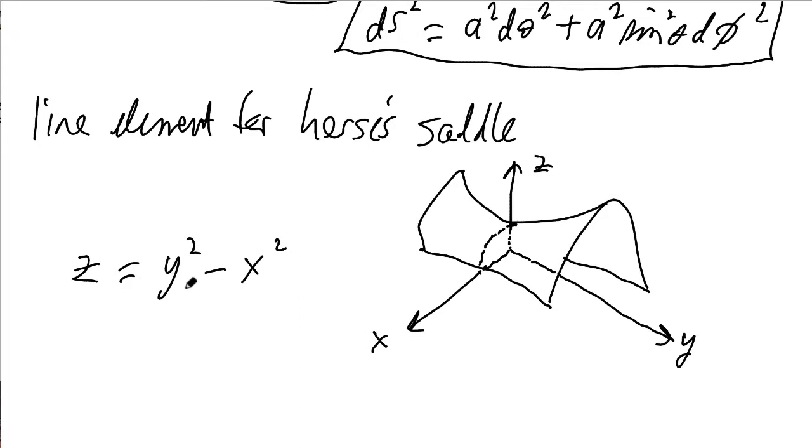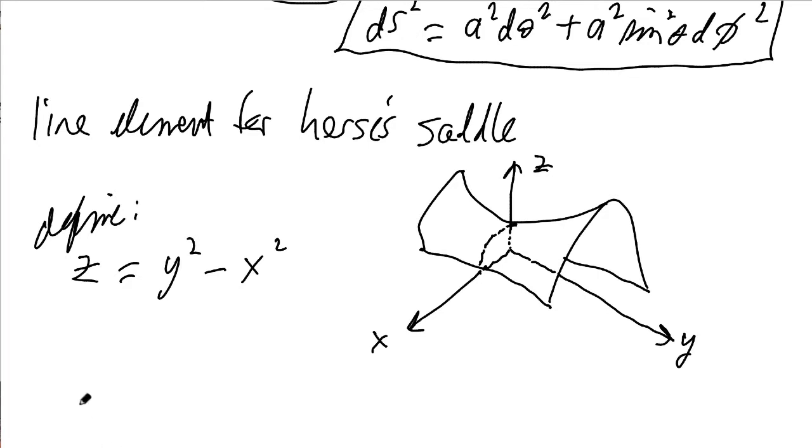Okay, so if x is 0, as y increases, z increases to form a parabola. That's this curve. And for y equals 0, this curve here is a parabola pointing downward. Okay, so we'll just use this to define the horse's saddle.